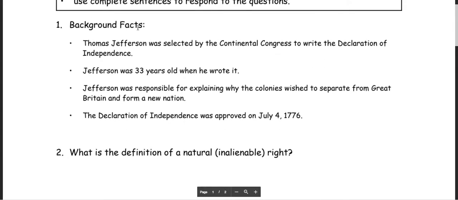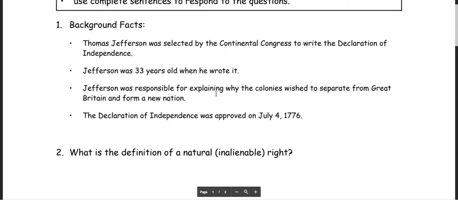First of all, background facts. Thomas Jefferson was selected by the Continental Congress to write the Declaration of Independence. This was the Second Continental Congress. It was in Philadelphia, and it was attended by all 13 colonies. And they selected Thomas Jefferson and a team of other men that helped Jefferson out. Jefferson was 33 years old when he wrote it. So he was the primary writer, and he was pretty young. I think he was the youngest person at the Second Continental Congress.